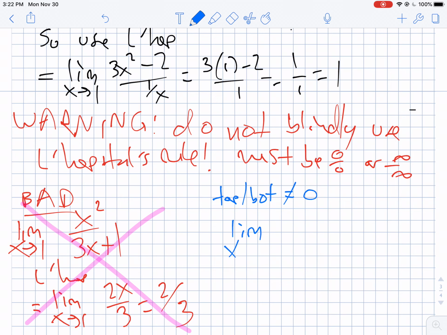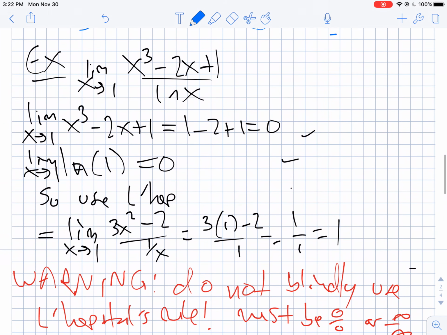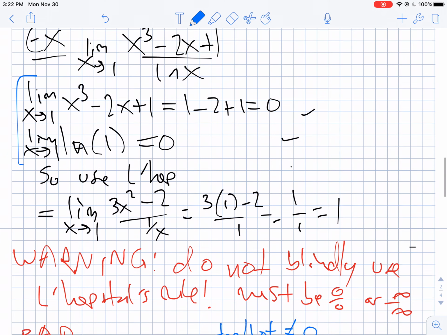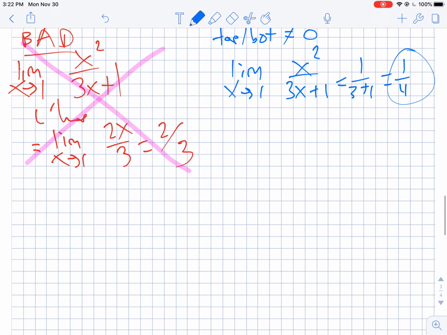The correct way to do this problem, of course, is just to plug in, right? You plug in x goes to 1 of x squared over 3x plus 1, you just get 1 over 3 plus 1, which is one fourth. This is the correct answer. So you can't use L'Hopital's rule if it's not 0 over 0 or infinity over infinity. So don't just blindly take derivatives. You have to go through the step of checking the top and the bottom. Okay, let's do the infinity case.